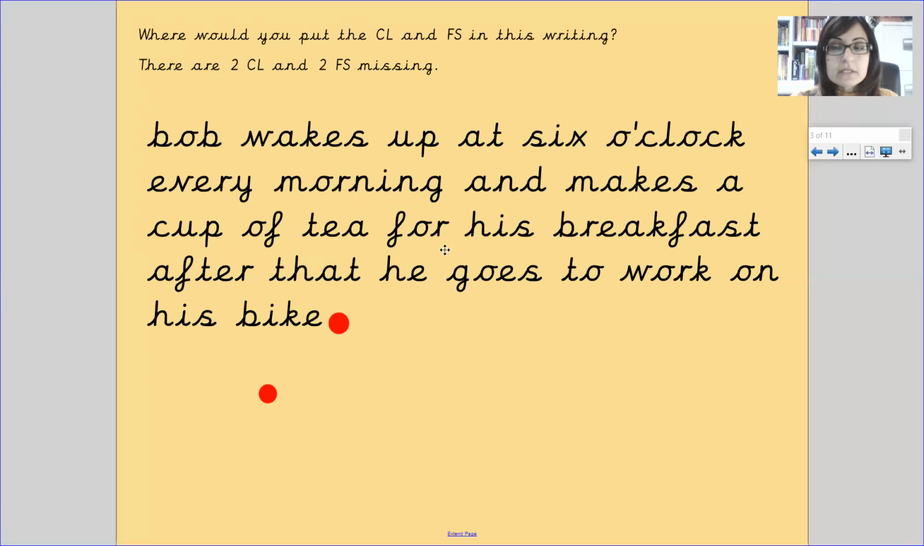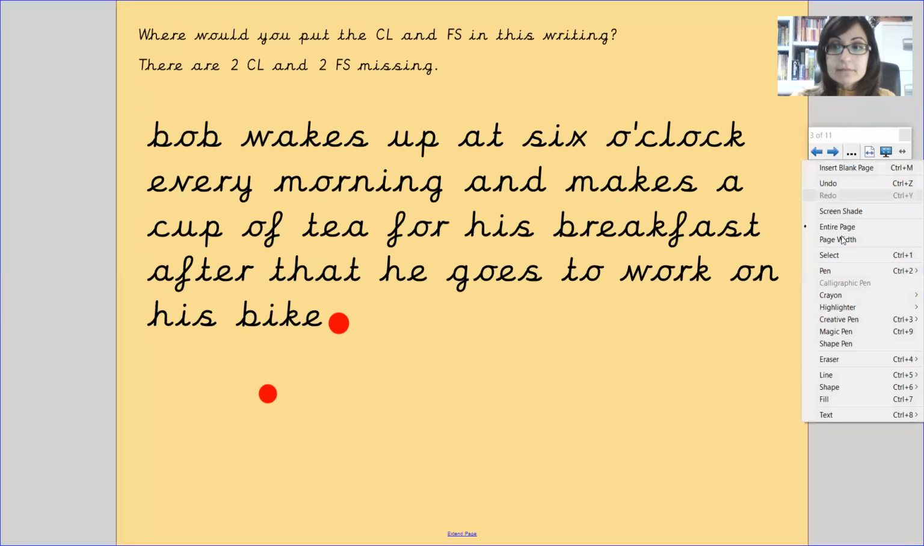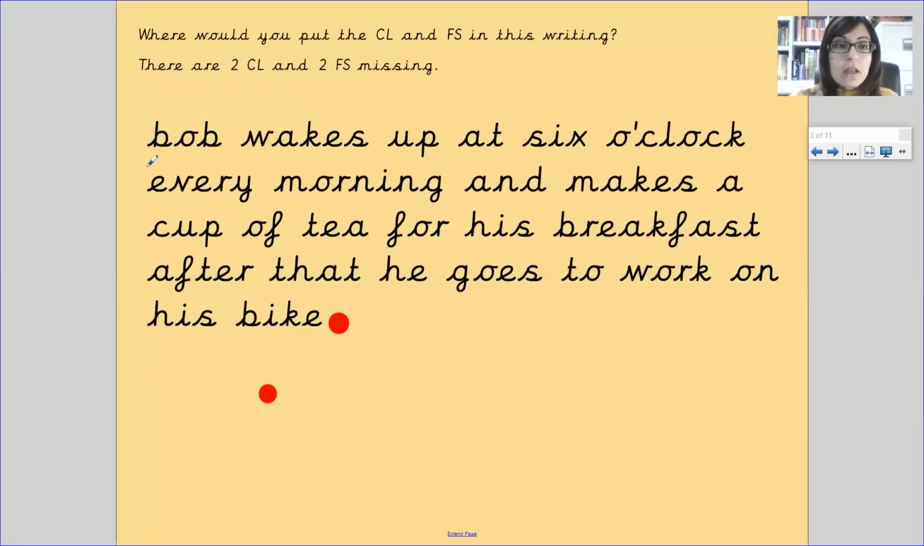What do all sentences start with? Pause the video to have a think, or you could talk to your teddy while I find my pen. Here we go. I'm going to have a purple polishing pen, a capital letter, so we can cross the first letter of Bob out and put in a capital B. There we go. So we've got one capital letter and one full stop.